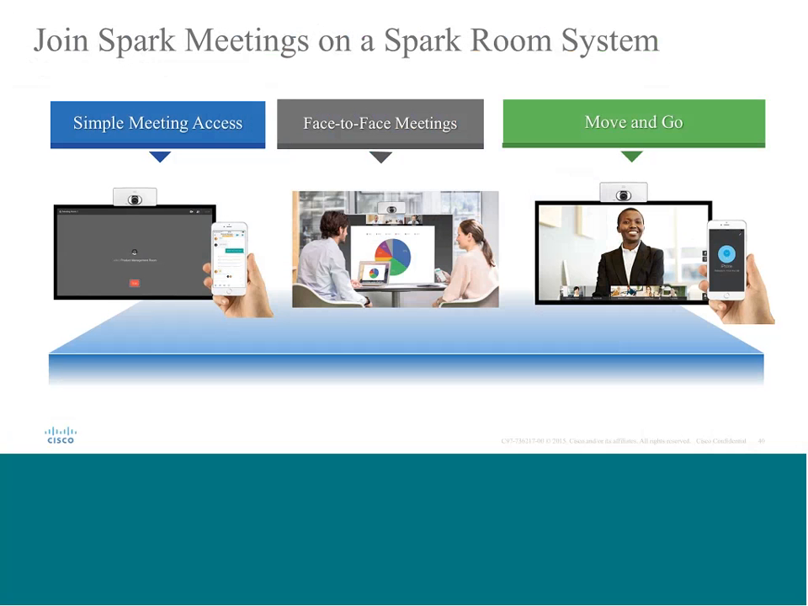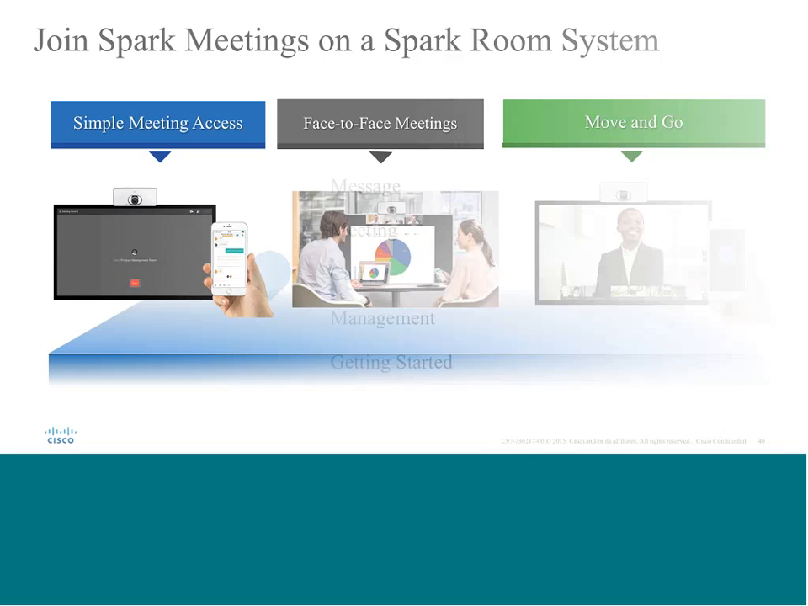So joining Spark meetings on a Spark Room system, again, it's simple meeting access. You go into the room on your mobile device, and you can click a button to join that Spark Room meeting discussion from the video device instead of your mobile device. Allows you to have those rich face-to-face meetings, and then let's say you're there for a half an hour and then all of a sudden you got to go. You can, with a simple swipe of your mobile device, move that call from the telepresence device to your mobile device and continue the conversation without missing a single word.